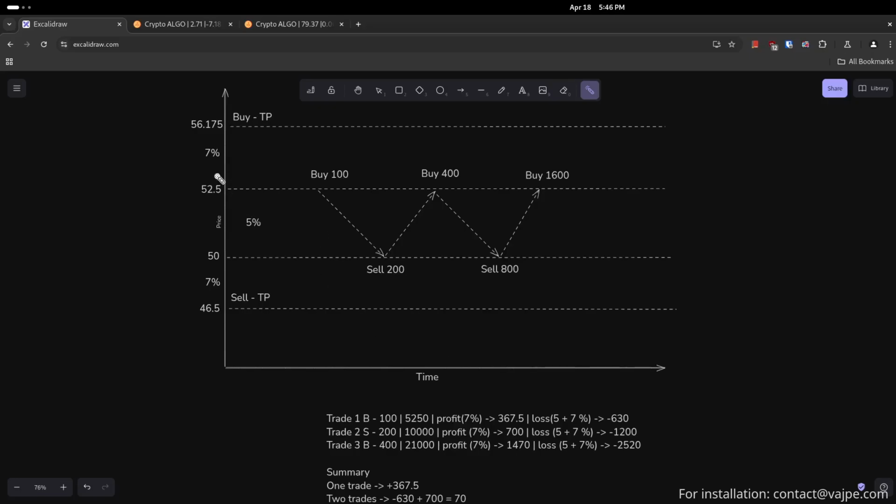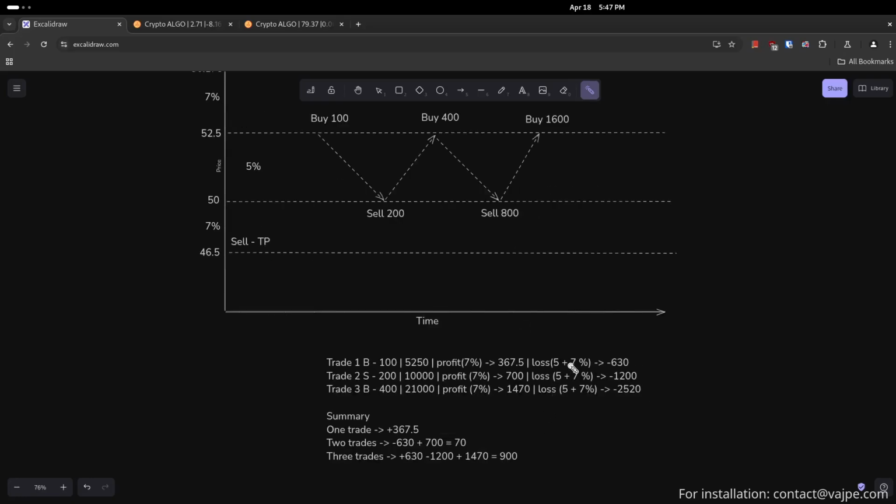So the profit will be, we have given 7%, and the total buy amount is 50 to 50, and it will be 367.5, right? But assume we have taken two trades, this one and this one, buy and sell. For this, the profit would be 7%, and for this, the loss would be this 5% gap and the 7% TP, right? It will be the 12% loss.